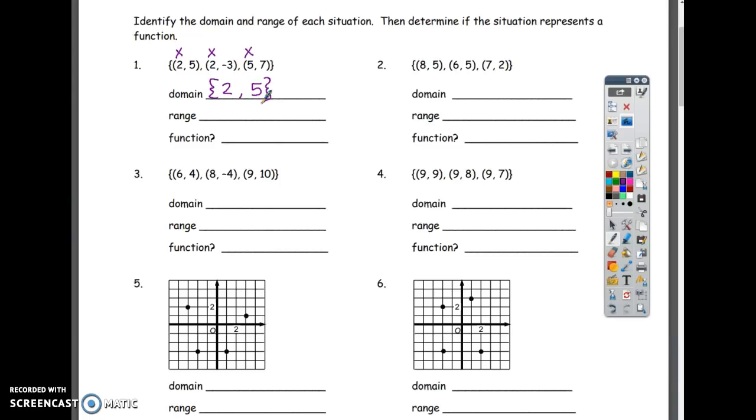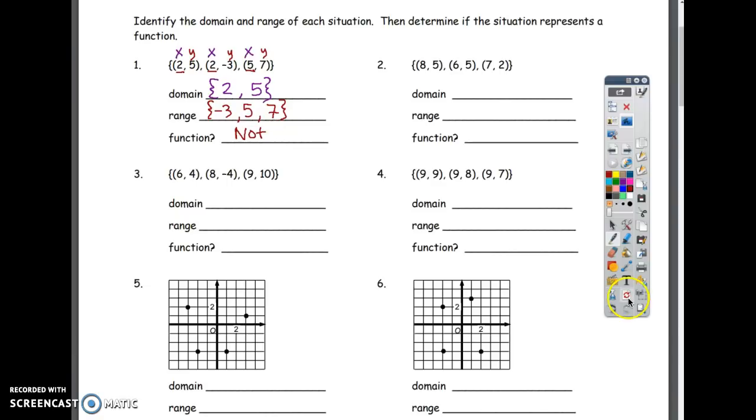And then the range is the Y's. And you put them in order from smallest to biggest. So the smallest one is -3, then 5, then 7. And you close it with a set bracket. Is this a function? Remember we did this last week. So you look at the x's. Did the x's repeat? Yes, the x is repeated right here. So this is not a function. Okay, so that's how you're going to do number 1 through 4.